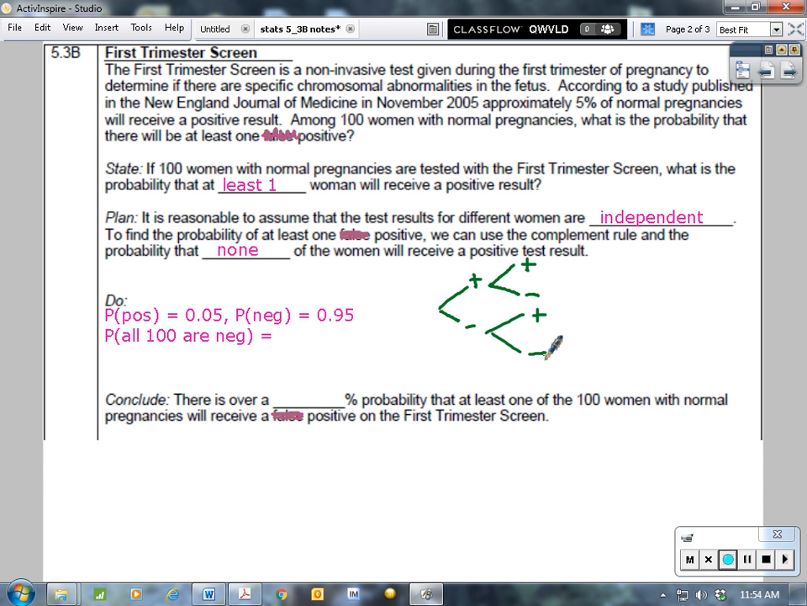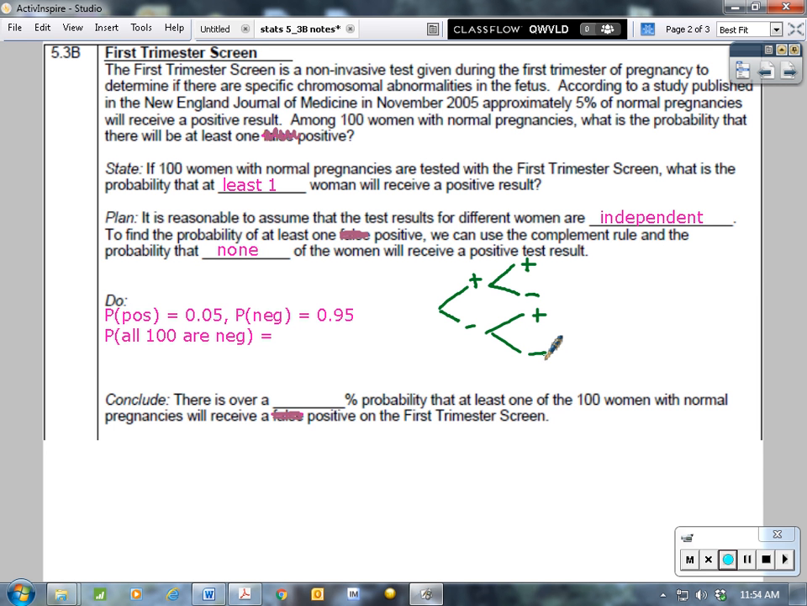And since there's only one case of no positives, I can use the complement rule to figure out all the remaining probability. So what I do know is that the probability of a positive is 0.05 because I have that 5%. The probability of negative then is 0.95. The probability that all 100 are negative.